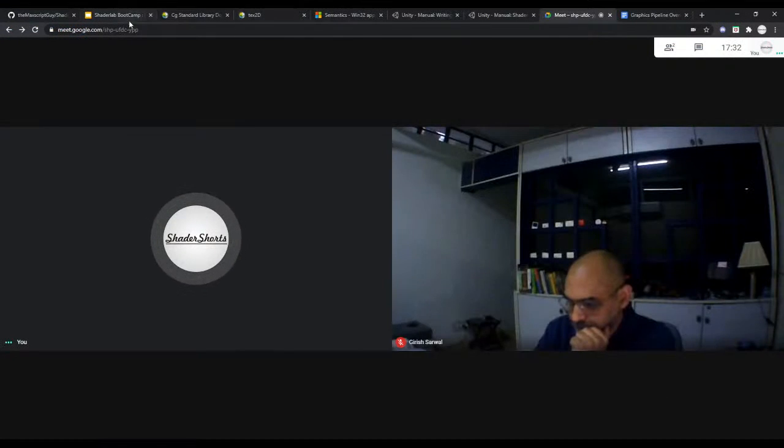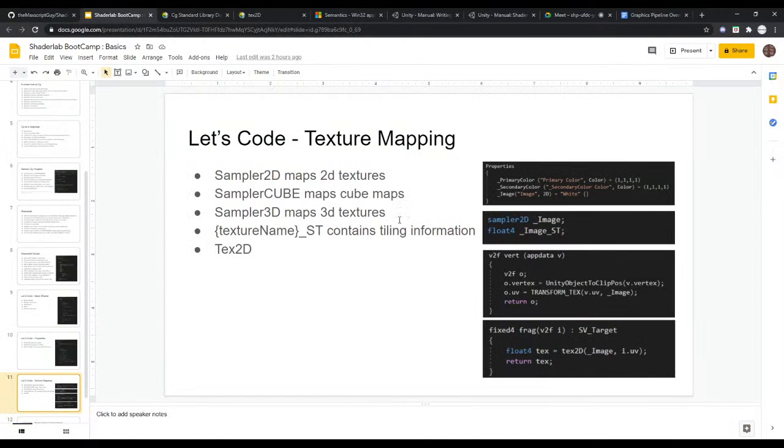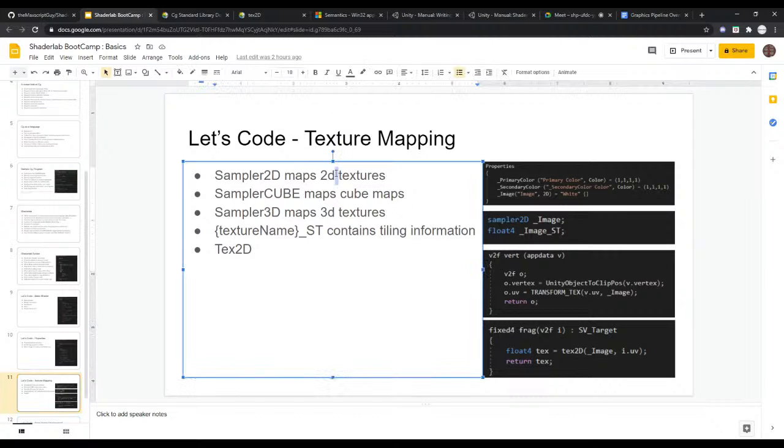this presentation that we were talking about here. We did our basic shaders, we did the properties, we did the texture mapping. What I want you to understand here is, when we do the texture mapping, Unity will support 2D textures. You remember the word sampler, right? That CG supports. So sampler2D is a 2D texture.